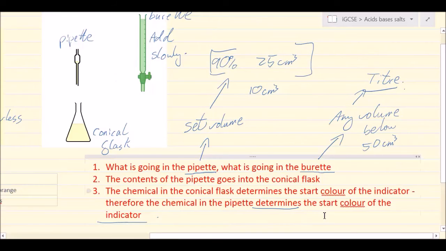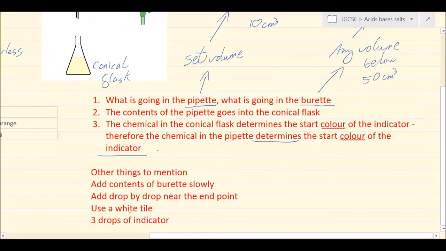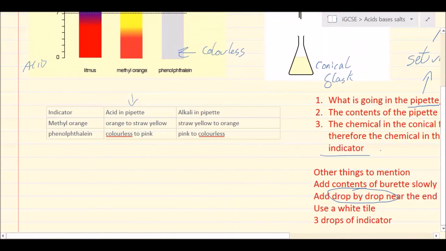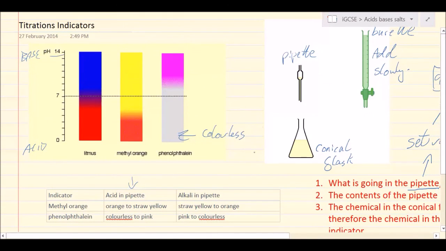The other thing that you should remember, a few things to add in any titration: always say this statement, add contents of burette slowly, even if you don't know whether it's an acid or alkali. Okay, just add the contents slowly. Near the end point, add drop by drop. Okay, drop by drop being the crucial statement there. Use a white tile. There's something else you should say, and 3 drops of indicator. Okay, so hopefully that will help you answer a titration question. For the method, that is. It won't help you with the calculations.